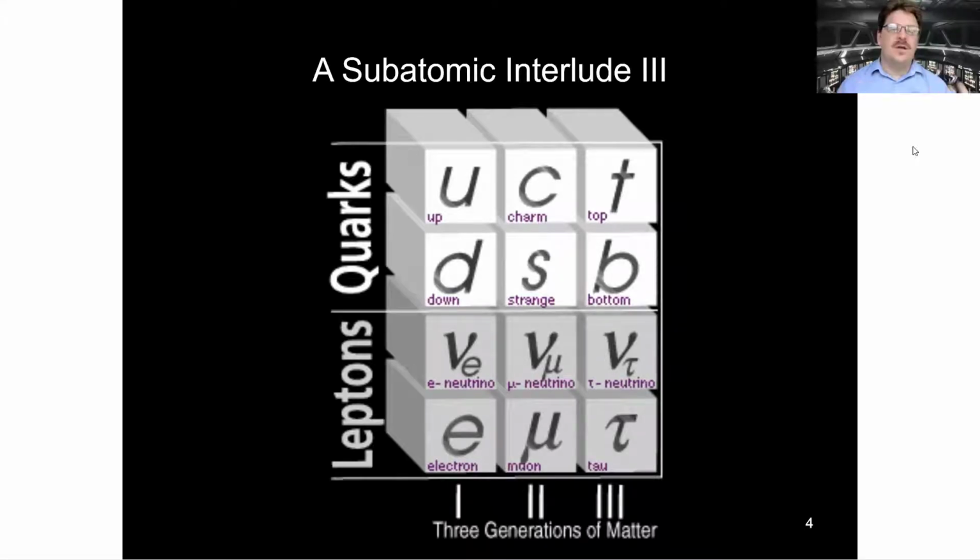Now, when it comes to quarks, they are separated into basically six components, and they have to do with the direction of spin that they occupy. There's up, down, charm, strange, top, and bottom.